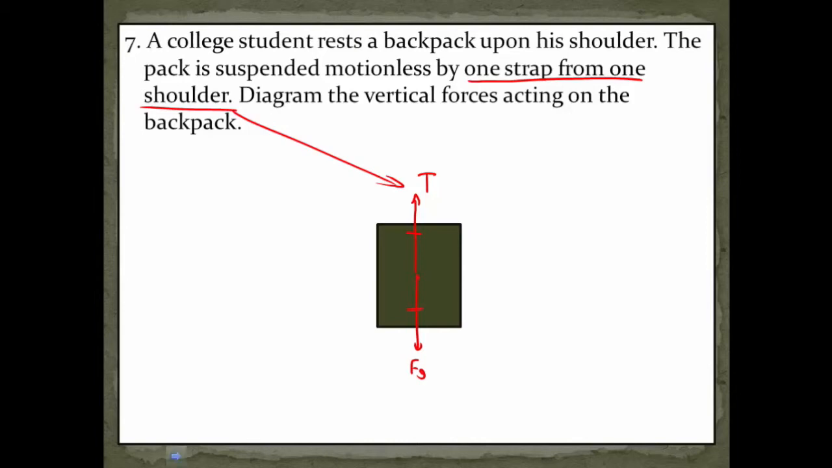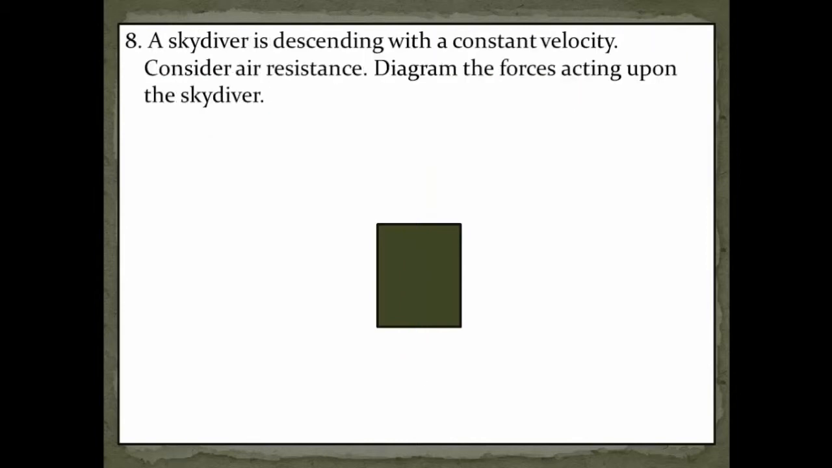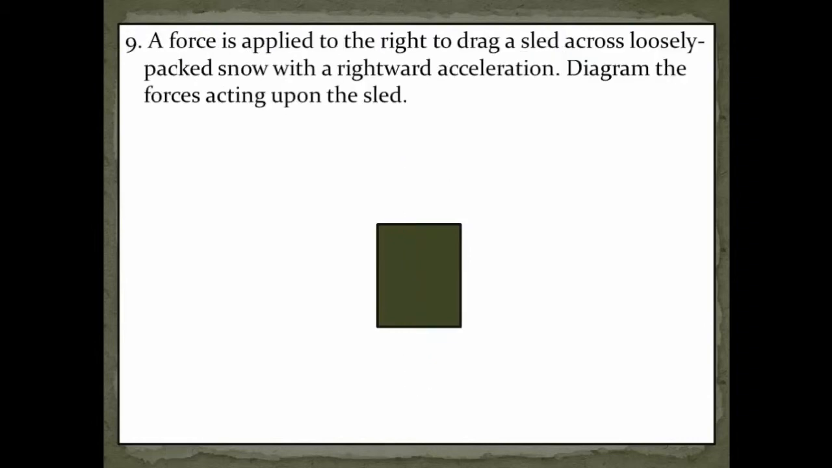Simple as that. A skydiver descending with a constant velocity, consider air resistance. Well, at this point, I think you guys are laughing at how simple these are. We have a force of gravity pointing down. We're at constant velocity, so there's got to be some force pointing up. And guess what? You all figured out by this point, it's air resistance. Simple as that.